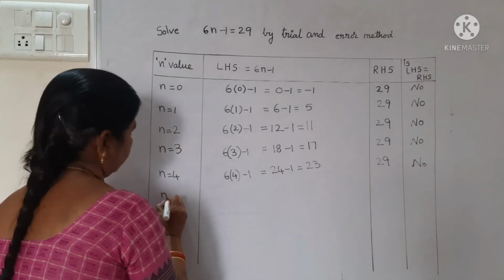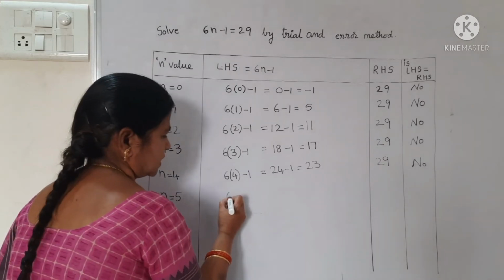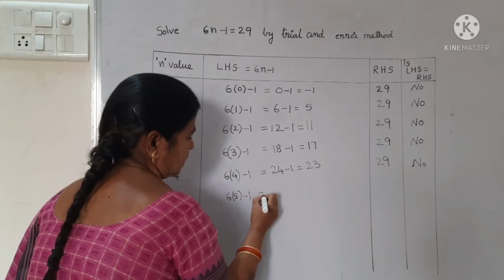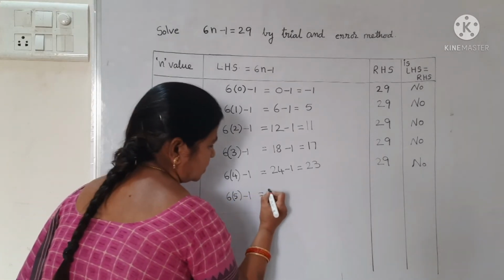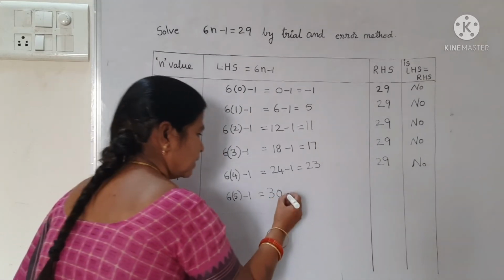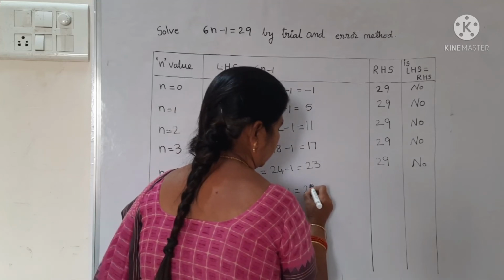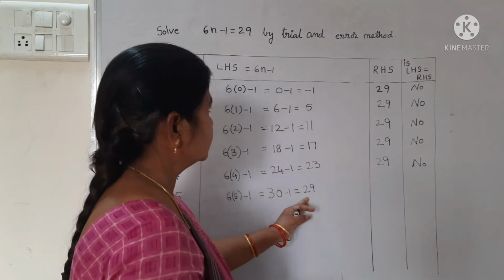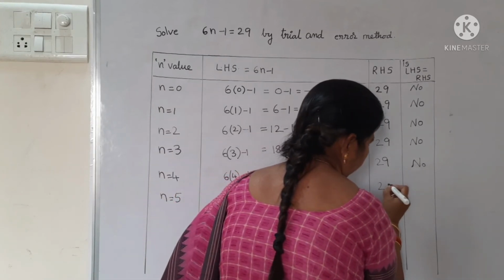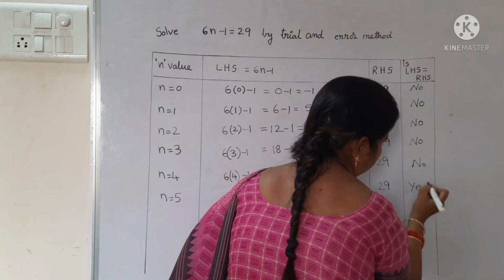Now let us take the value 5 for n. Let us substitute again in the same way. 6 5s are 30, and 30 minus 1 what we get? 29. So in the LHS we got 29 and RHS is also 29. So here LHS is equal to RHS.